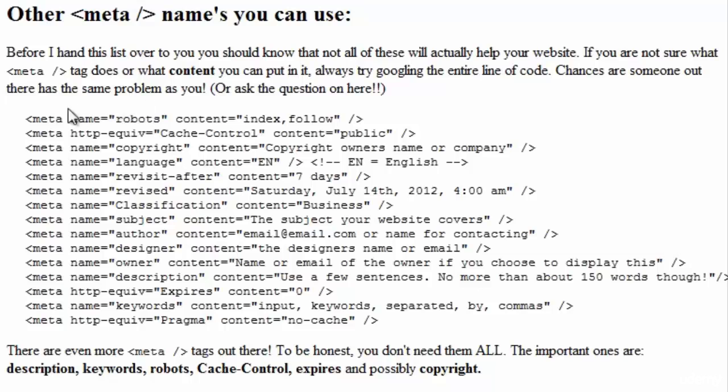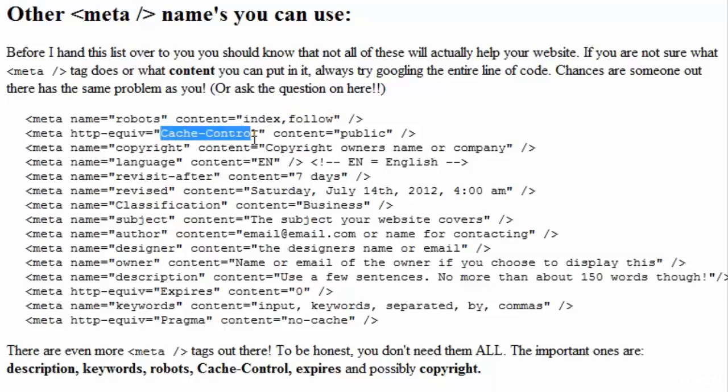So if we look over these real quick, we have robots. A robot would be a search engine, for example. If they should index your page or if they should follow it, you can type in no index or no follow, which means it won't show up in their search results, and the search engine will not follow your links to other pages. That is called crawling. Typically you want index on and you want follow on to reach more people.